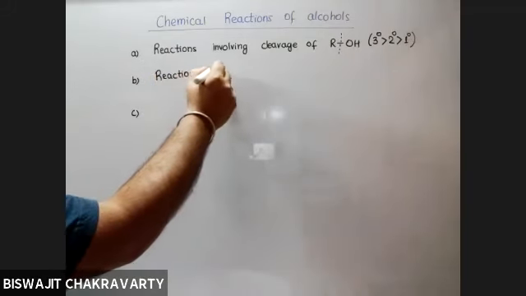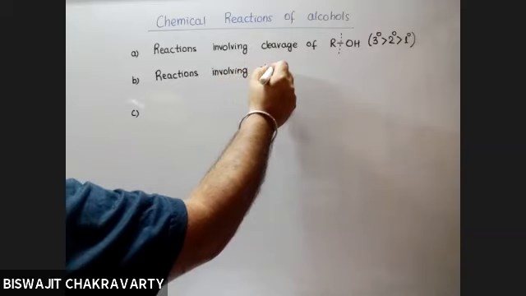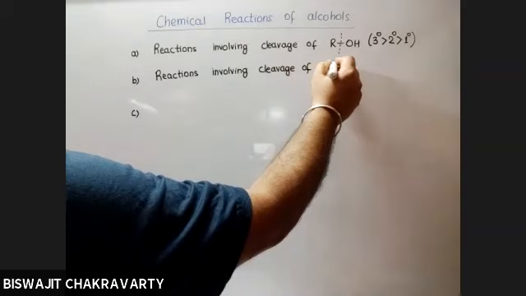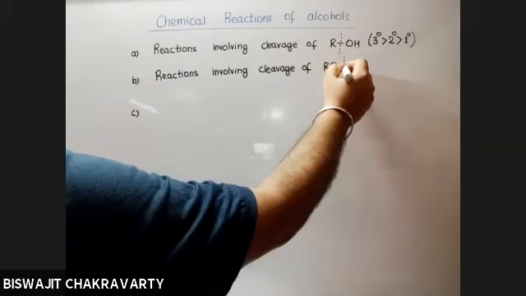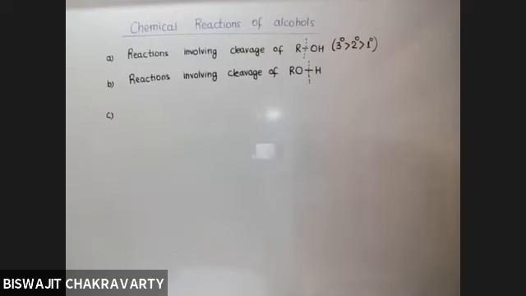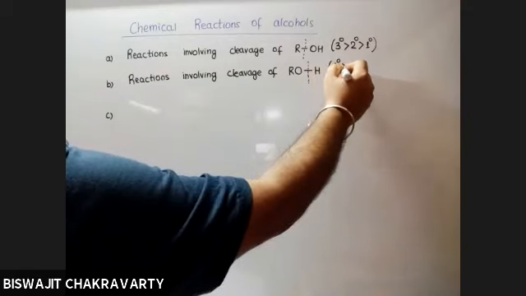Reactions involving cleavage of RO bond H. What is the reactivity order? This is an acidic reaction. So 1 degree greater than 2 degree greater than 3 degree.